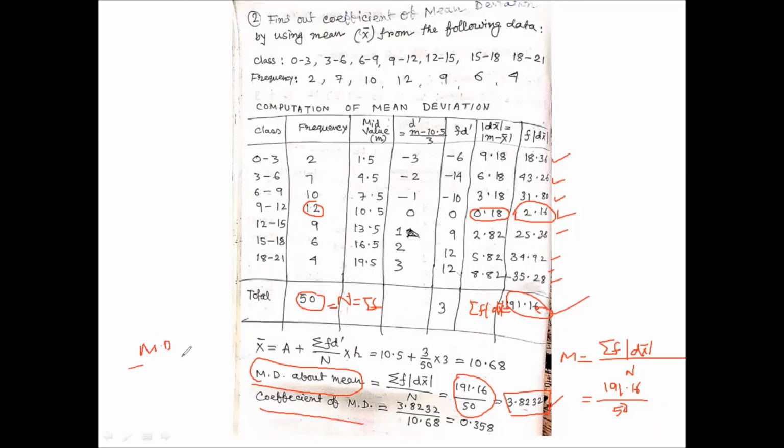And when it comes to the coefficient of mean deviation, the coefficient of mean deviation is mean deviation divided by mean x bar. So we divide the value of mean deviation by x bar: 3.8232 divided by 10.68. We will get 0.358. That is the answer.